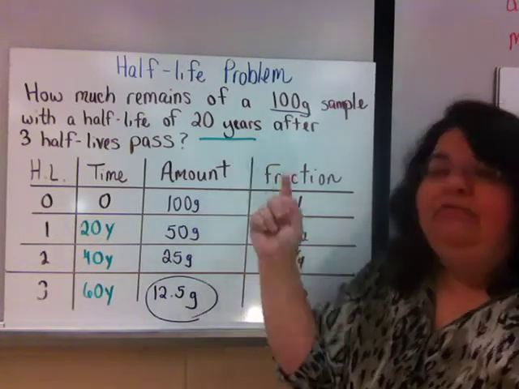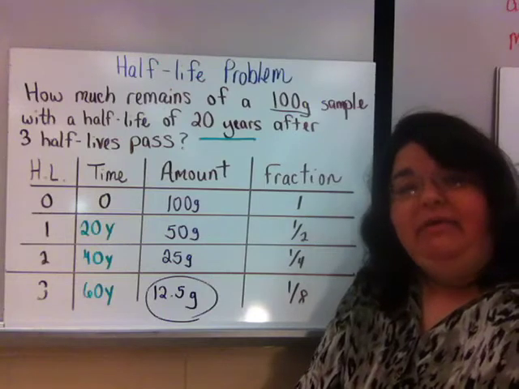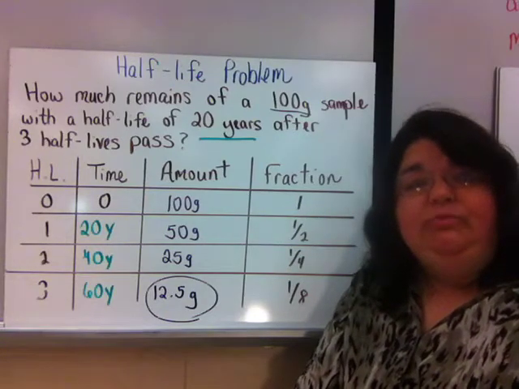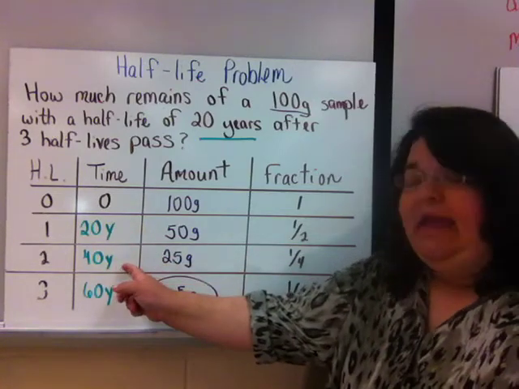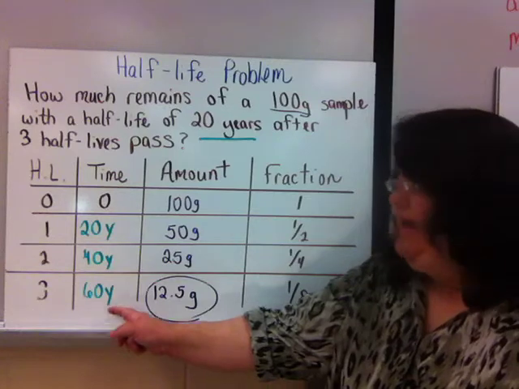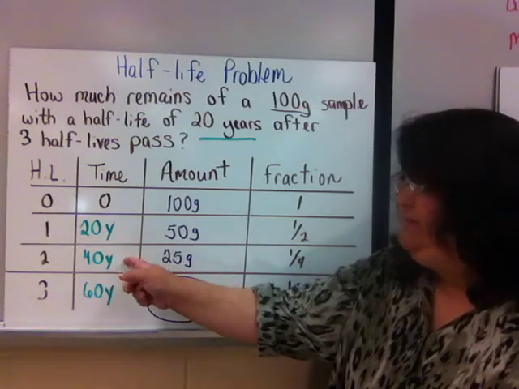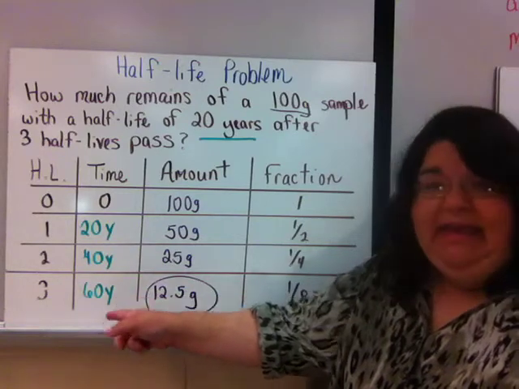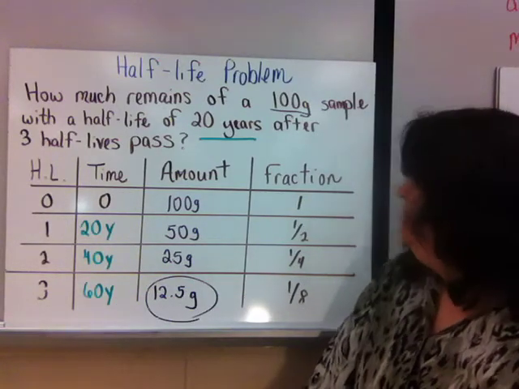Now, my half-life is 20 years. That means that for every half-life that passes, it's going to take 20 years. So my first half-life is 20, my second half-life is 40. Now notice that my third half-life is not 80. It's not this times 2. It's this plus itself again. So every time I go down, I add the half-life to the total.